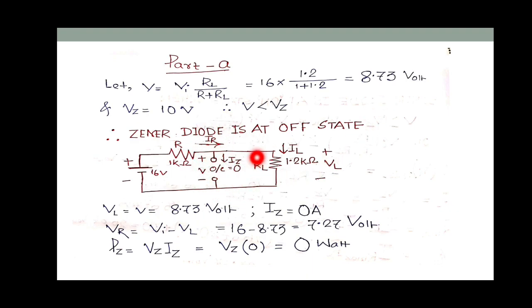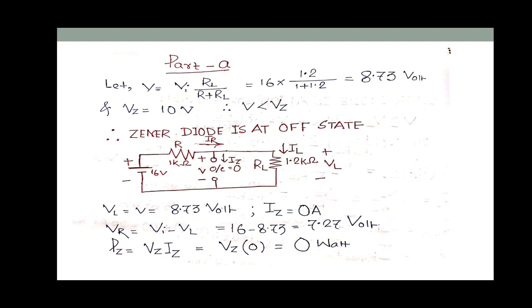So this part will act as an open circuit and no current will flow, no Iz here. This is open circuited. And the load voltage equals 8.73 volt, that is Vi into RL by R plus RL. Iz equals 0. VR, the voltage across this resistance, is nothing but Vi minus VL, that is 7.27 volt, and Pz equals Vz into Iz, since Iz equals 0, so Pz equals 0 watt.